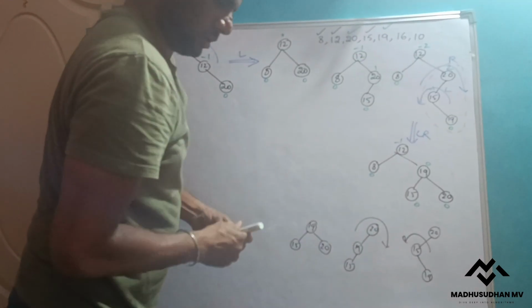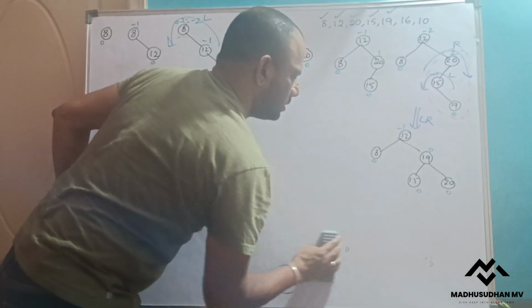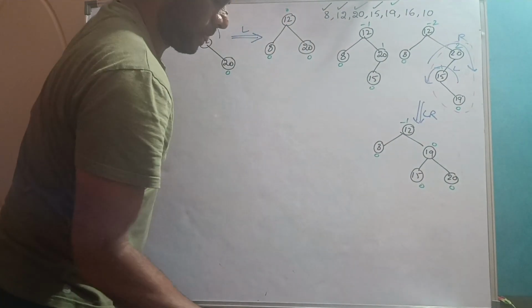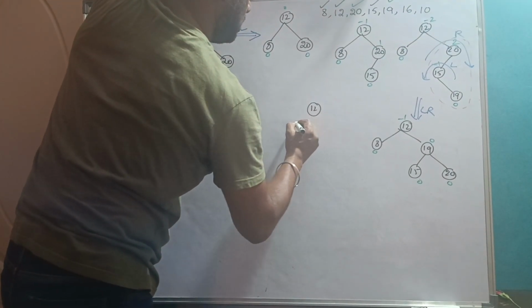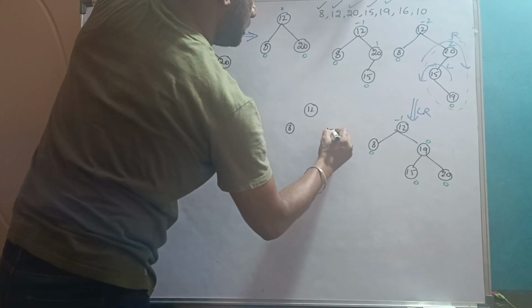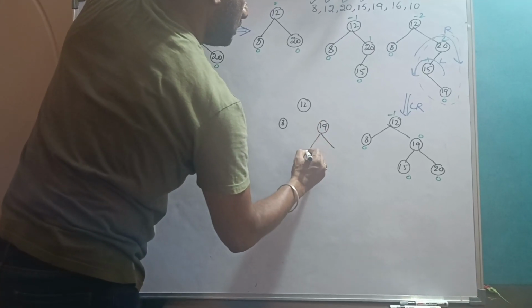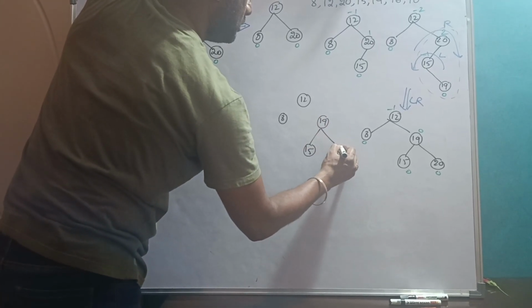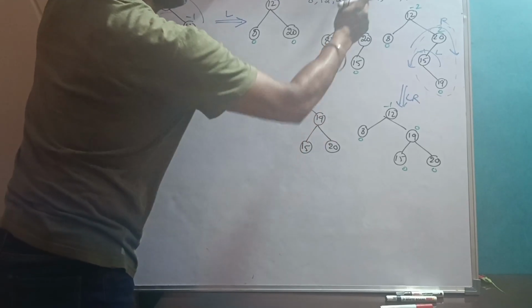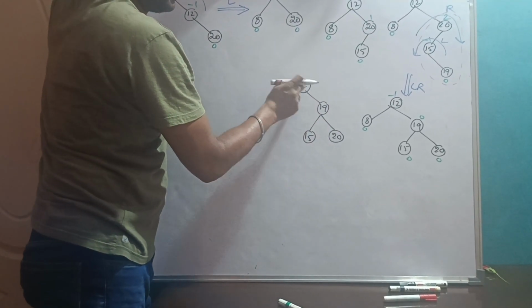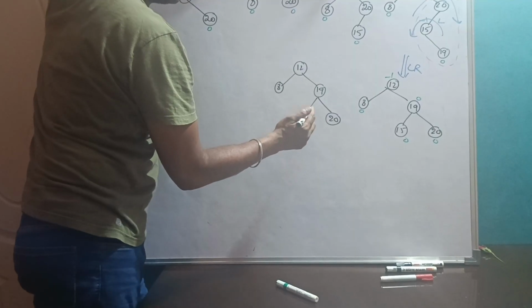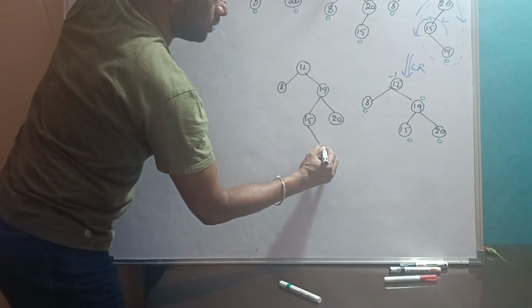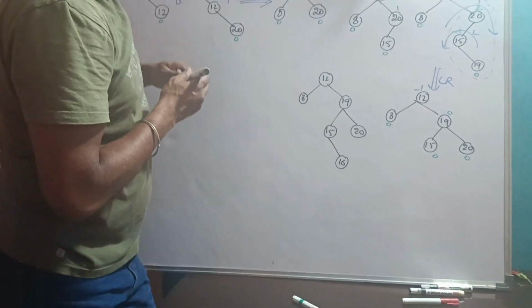Next 16. Now rewrite 12, 8, 19, 15, 20. Now to insert 16: greater than this one, come to the right; lesser than this one, come to the left side. 16 is greater than this one, so I am going here. Now check the balance factor.